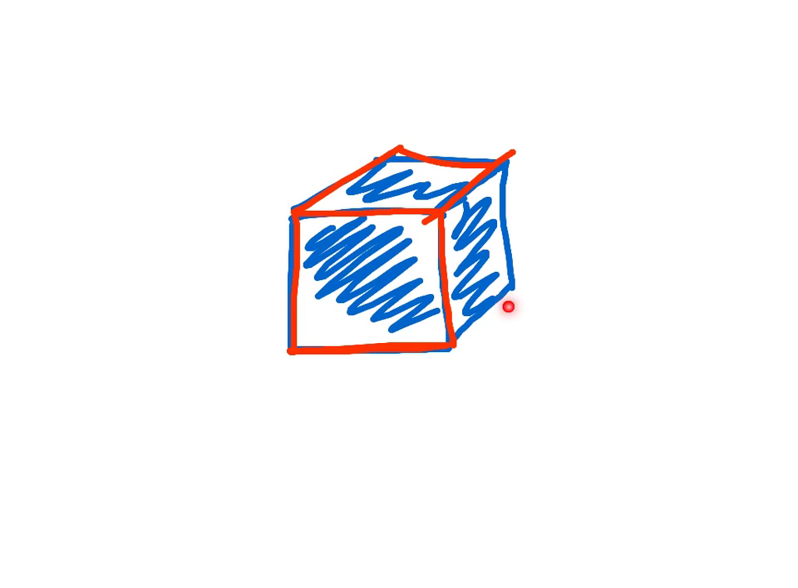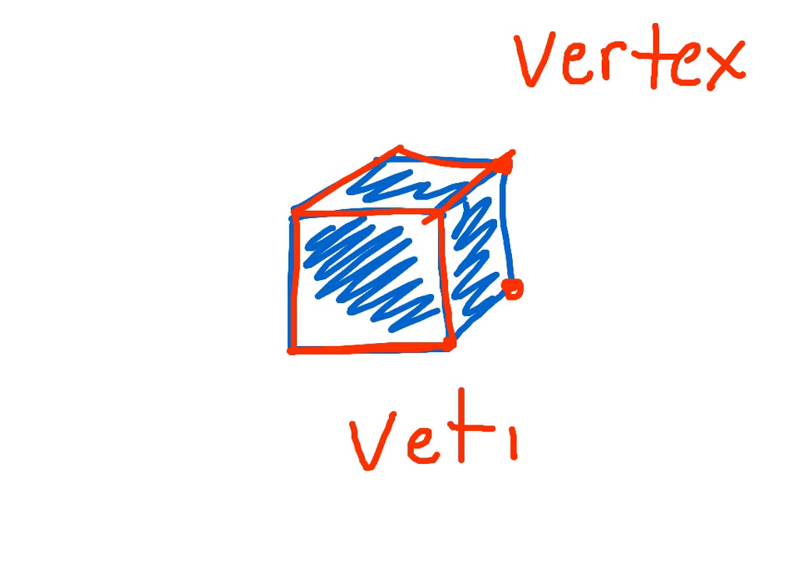The corners, like right here, a single one is called a vertex. Let me write that out for you. That's a vertex. But when we talk about multiple corners, those we refer to as vertices.